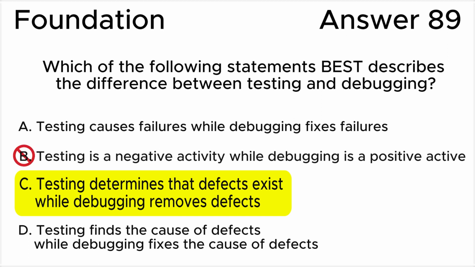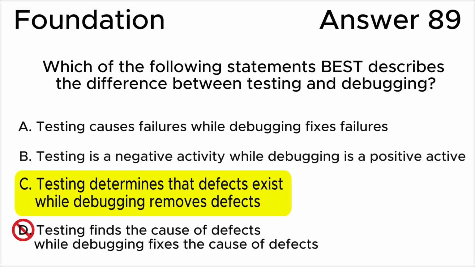Both positive and negative test cases are possible. Positive test cases check that the test object correctly performs what it is supposed to do, while negative testing checks that the test object does not do what it is not supposed to do.